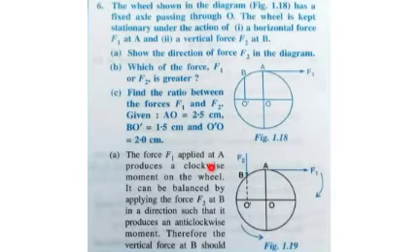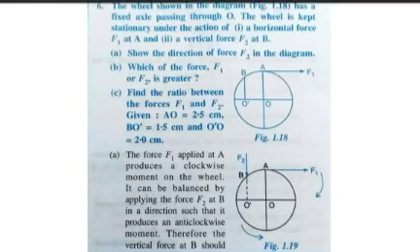Now the force F1 applied at A produces a clockwise moment on the wheel. It can be balanced by applying the force F2 at B in the direction such that it produces an anti-clockwise moment. F2 produces anti-clockwise, F1 produces clockwise.